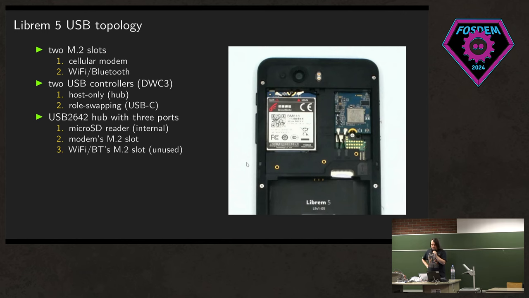And the internal hub is USB2642, which has three downstream ports. One of them is internal, as this hub has a microSD reader built in. And the other one, the one that we will be interested in today, is the modem's port that goes to its M2 slot, and there's also the third port that goes to the Wi-Fi M2 slot. However, none of the cards that we use on this phone actually use USB. They use different interfaces, so this third port effectively remains unused.